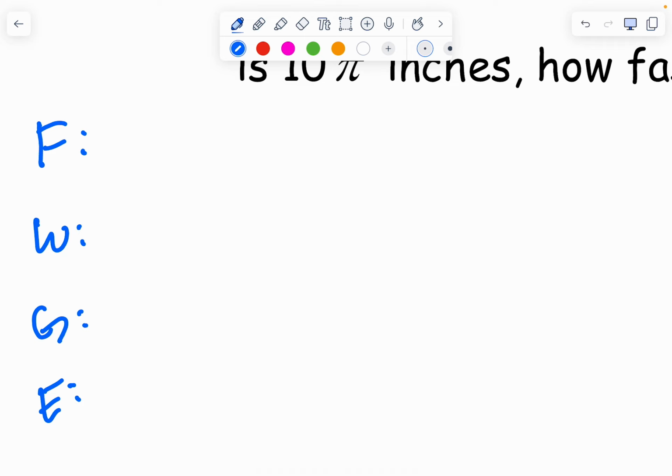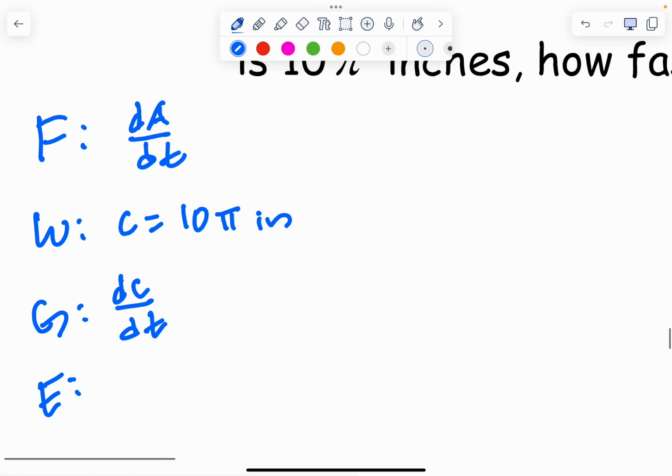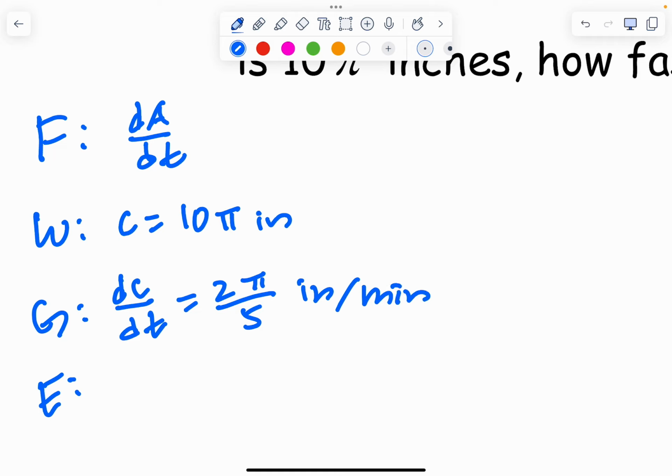So it says to find the changing of what? Area, volume, or side? Area. So we have dA over dt. Is everyone good with that piece? Okay. The when. They gave us when the circumference is how many? Good, 10 pi inches. So far, so good? And they say the rate of the who? And that part was the rate of the circumference, dC over dt, is 2 pi over 5, and we have inches per minute. And again, circumference is answered as blank inches.